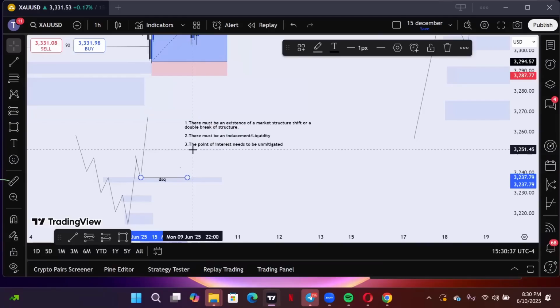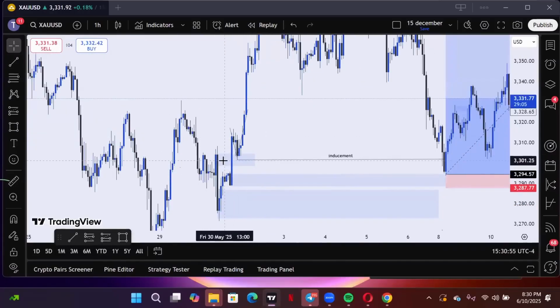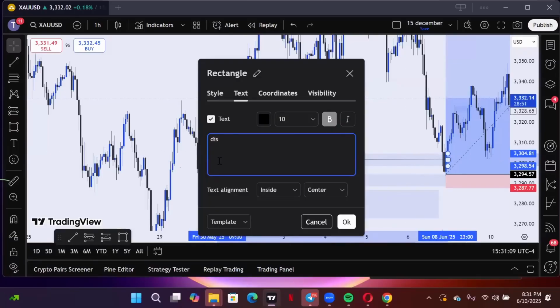Now, third rule, the point of interest needs to be unmitigated. It means that any point of interest that market touched or went deep inside, while market was creating inducement, you have to also disqualify that point of interest. You can no longer use that point of interest as an entry. So in this here, we have what? We have an order block here and we have a breaker block here. But while market was creating this inducement, pay attention, market actually touched and mitigated this breaker block here. So what does it mean? It means that this breaker block here has now been what? Disqualified to be used as an entry.